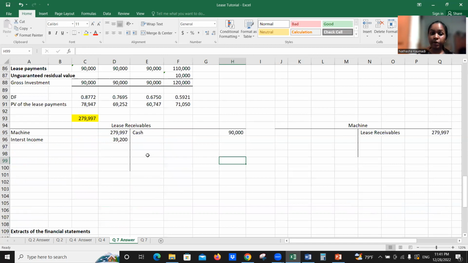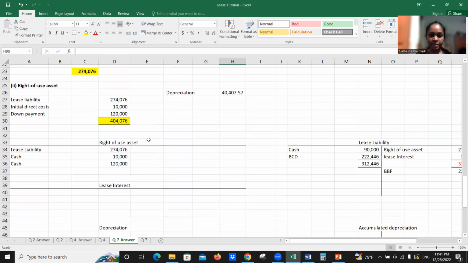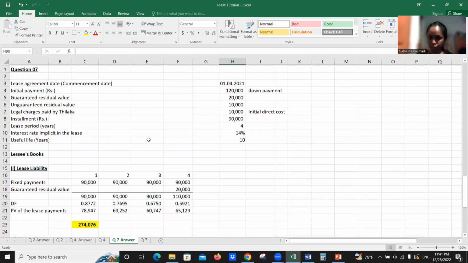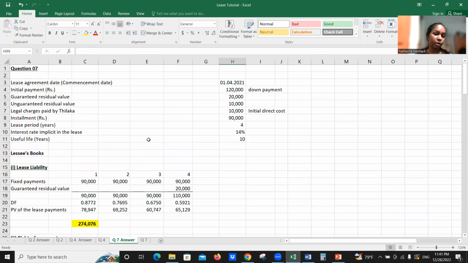And remember, when you record these lease receivables as an asset, when it comes to extracts, you need to classify it as current asset and non-current asset. Okay, so this is how you basically do it. You record the lease transactions in both lessee and lessor accounts and prepare the extracts of the financial statements.